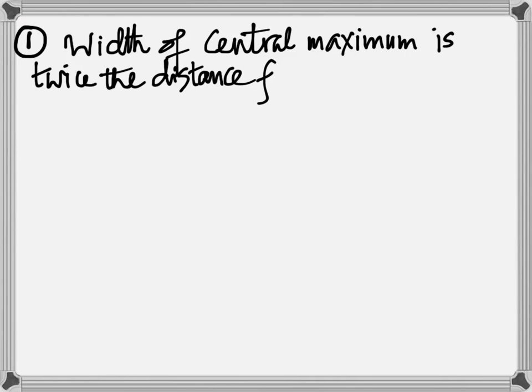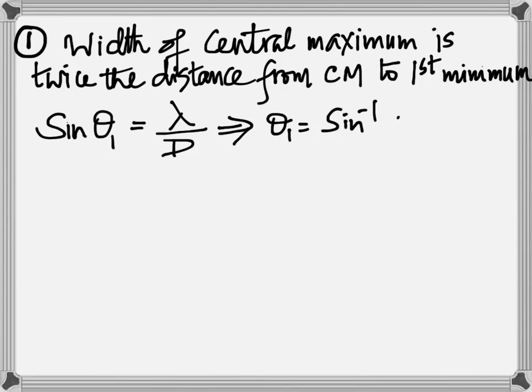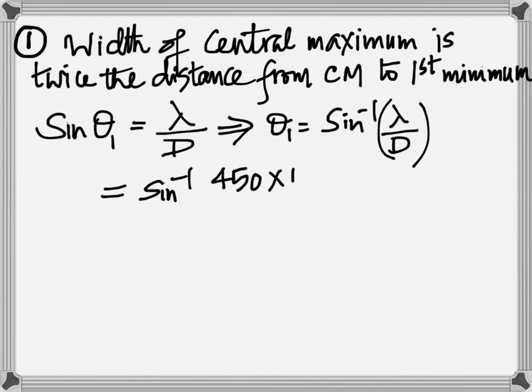Okay, the width of the central maximum is twice the distance from the center, or from the central maximum, to the first minimum, and sine theta is lambda by d, from which you can find theta. That is the wavelength, and here capital D is the width of the slit.